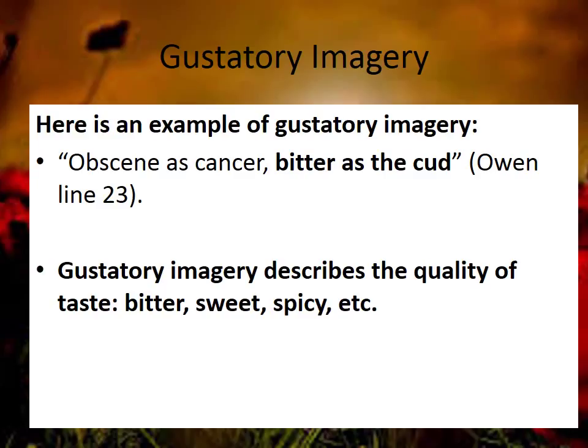Then gustatory imagery, it's something you can taste. So it says "obscene as cancer, bitter as the cud." That's when all the blood is rushing up from his lungs with the poison. So on his tongue, it tastes very bitter as the cud. And cud is something that is regurgitated and chewed again and again. So it keeps on coming back up his mouth and being very bitter in his mouth.